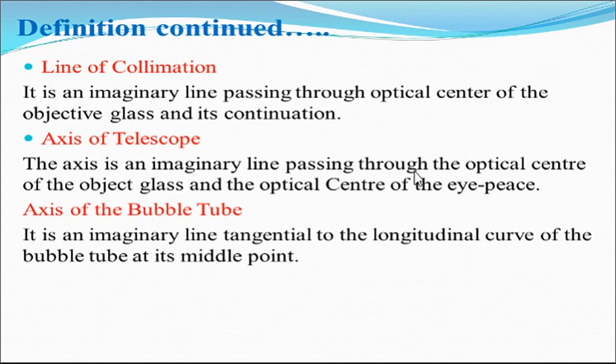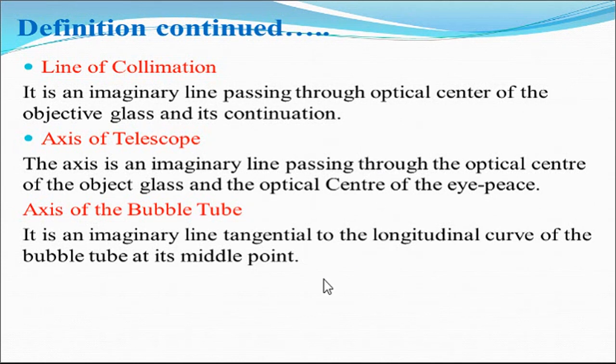Now the line of collimation: it is an imaginary line passing through the optical center of the objective glass and its continuation. Already we have seen this is a perfectly horizontal line which passes through the optical center of the objective glass. Now the axis of the telescope is again an imaginary line, passing through the optical center of the objective glass and the optical center of the eyepiece.